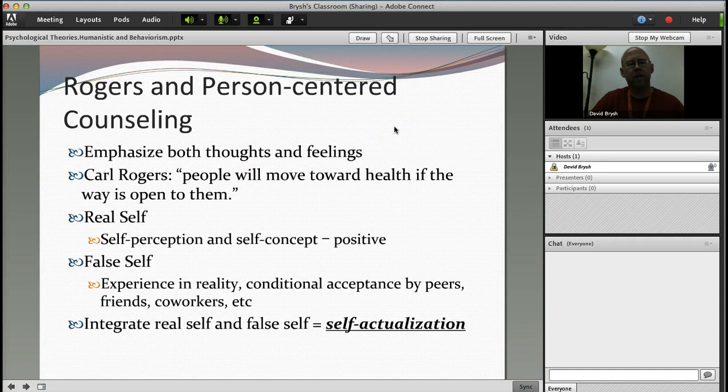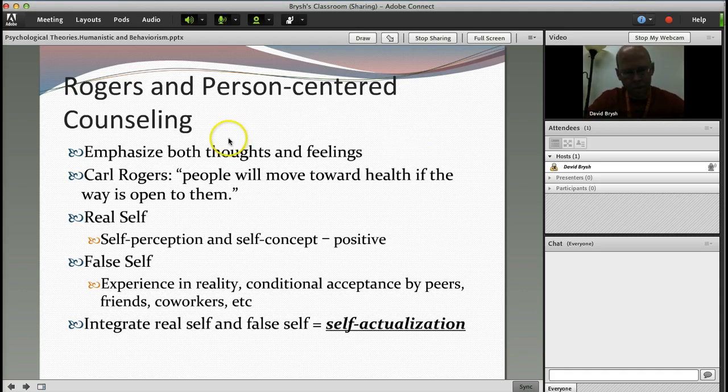He was the first person to emphasize both thoughts and feelings. And so, even though he's humanistic, we're getting kind of into the cognitive realm, which we'll talk about next week, but which means thoughts. And Rogers really believed that your thoughts and your feelings were connected together, and it was really important to talk about them both together as a group of things.